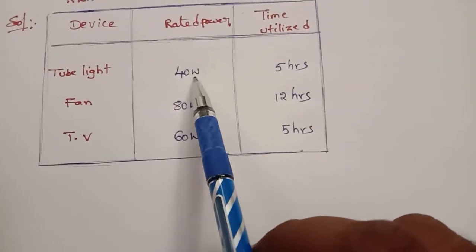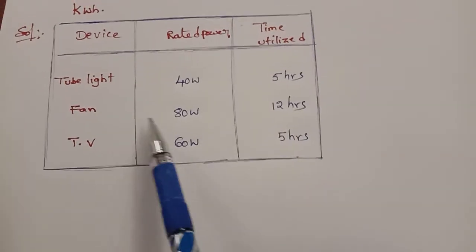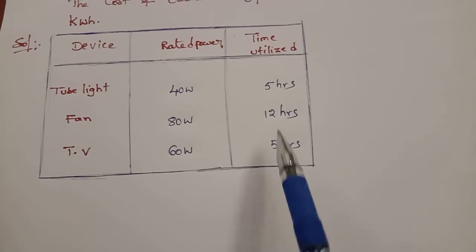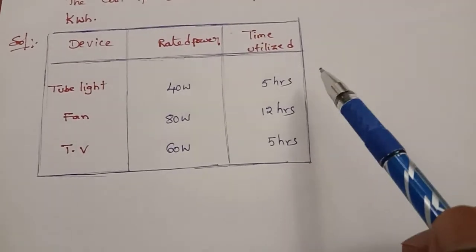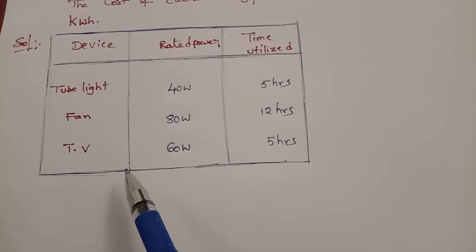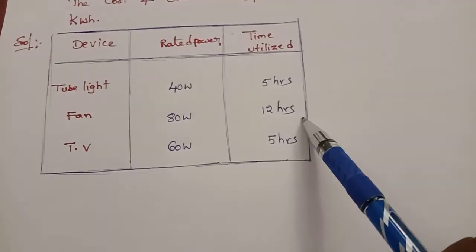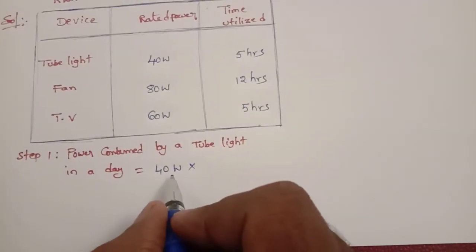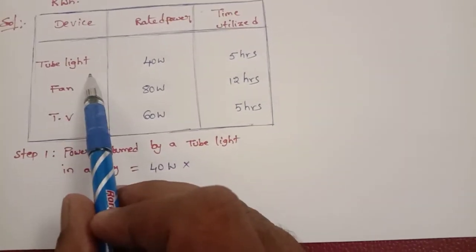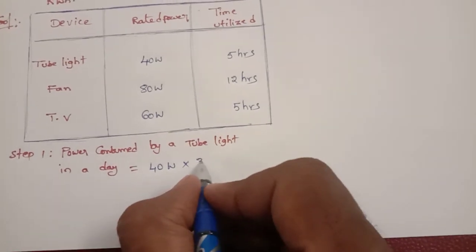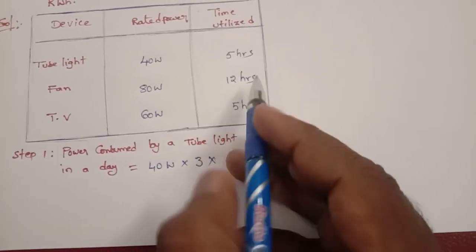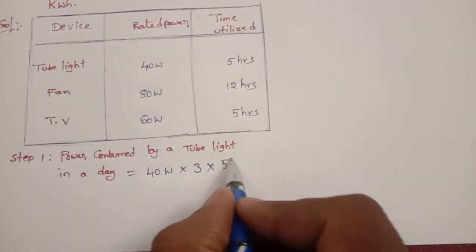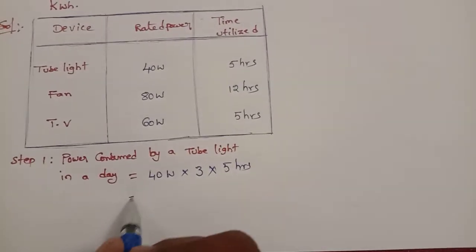Students, here I prepared a table that provides the information in the given problem. Device, rated power, time utilized. Tube light is 40 watts, 5 hours. Fan is 80 watts, 12 hours, and TV is 60 watts, operated for 5 hours. So first step, we calculate the power consumed by a tube light in a day, in the second step the power consumed by a fan, and in the third step the power consumed by a TV.